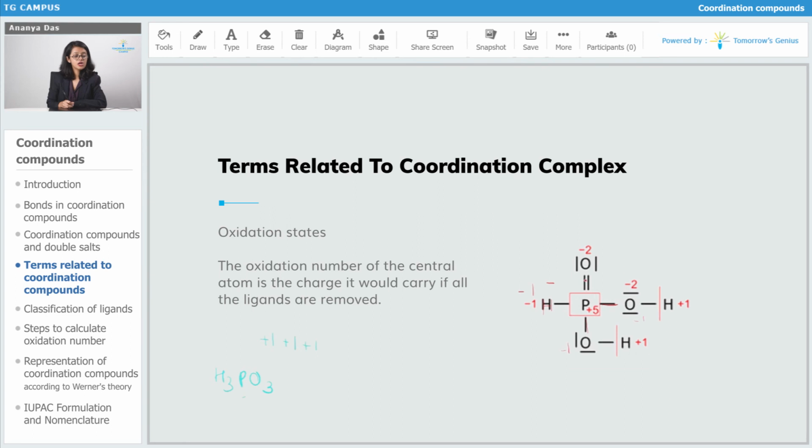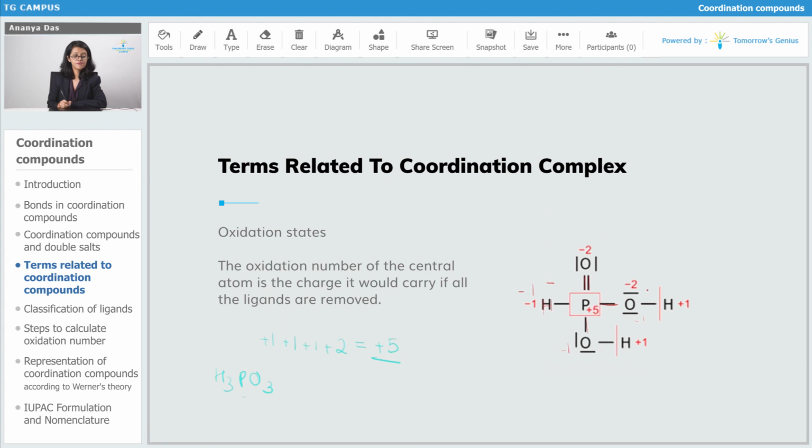And now let's talk about the doubly bonded oxygen. The doubly bonded oxygen means that the oxygen is going to take away 2 electrons. Again, it's more electronegative than phosphorus. So oxygen is going to take away 2 electrons, which leaves phosphorus with a charge of +2. So +1, +1, +1, +2 gives the oxidation state of phosphorus as +5, which you can see was already written on the diagram.